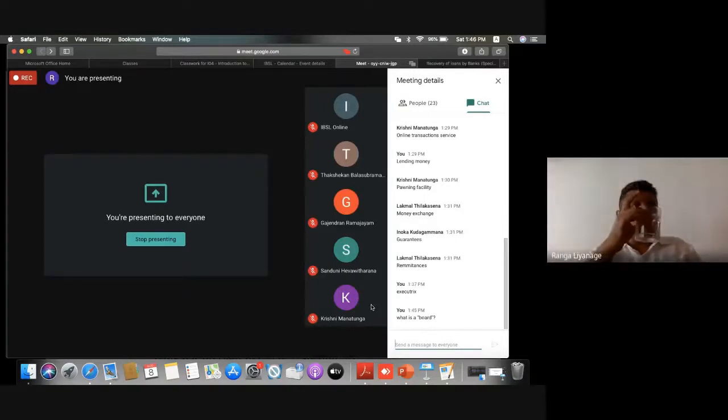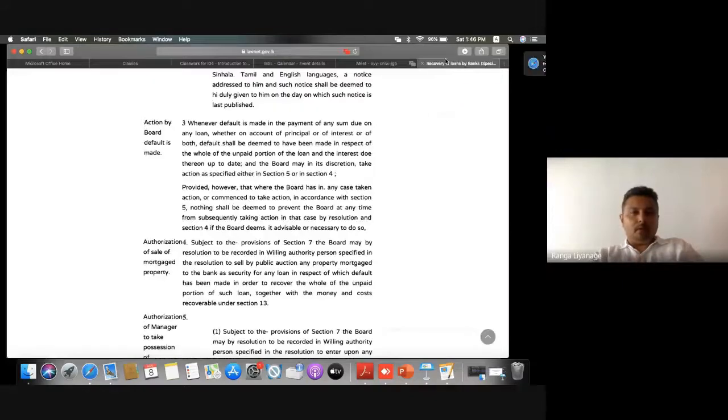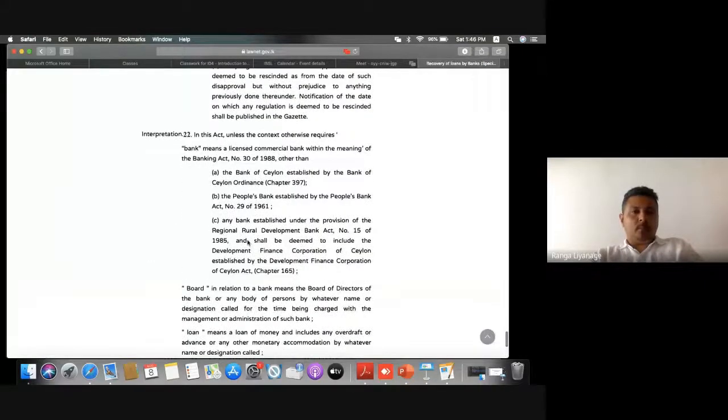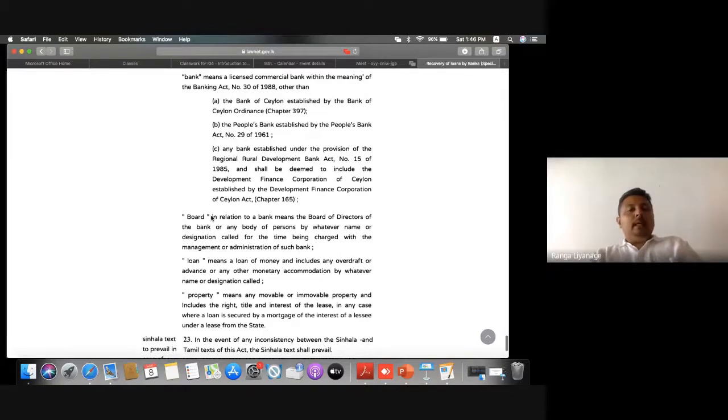What is a board? In common parlance, in common words, in common sense, which is quite rare to find these days, that is a board that this act speaks of. Remember, never forget, the meaning of the term board is given under section 22 under the interpretation. In relation to a bank, it means the board of directors of the bank or any body of persons by whatever name or designation called for the time being charged with the management or administration of such bank.